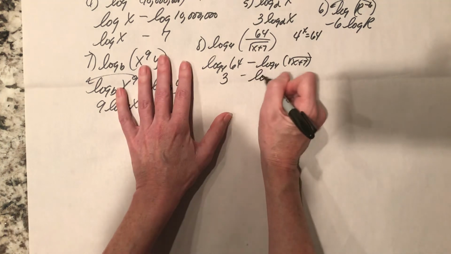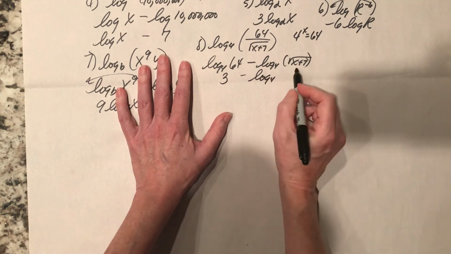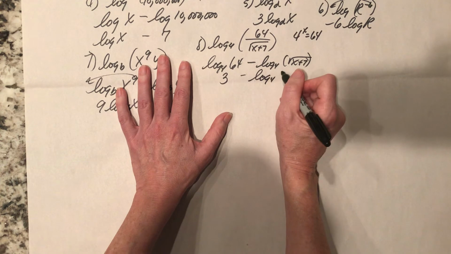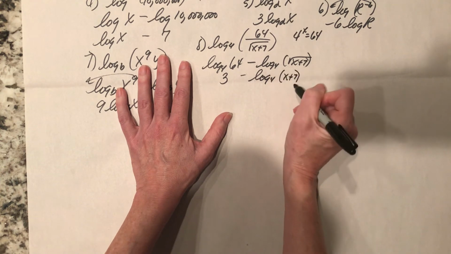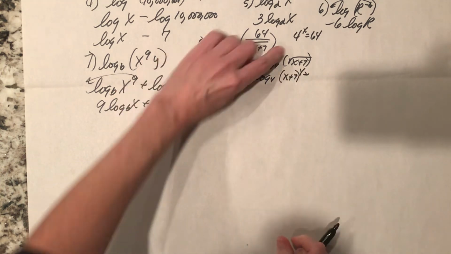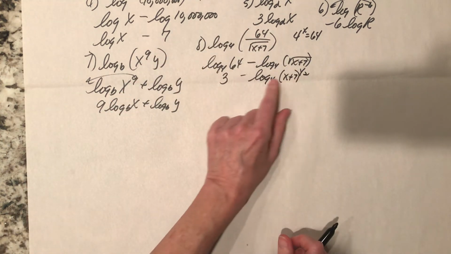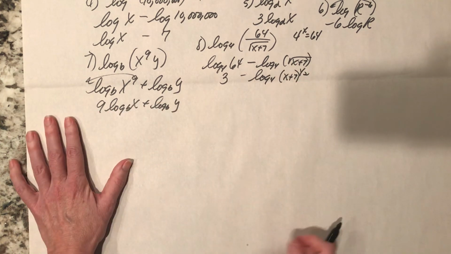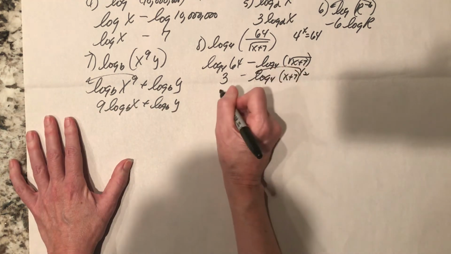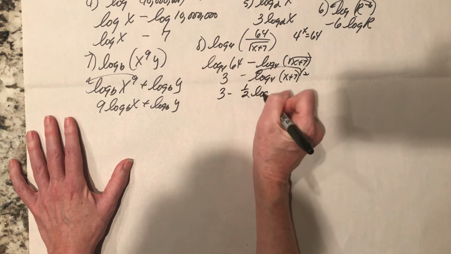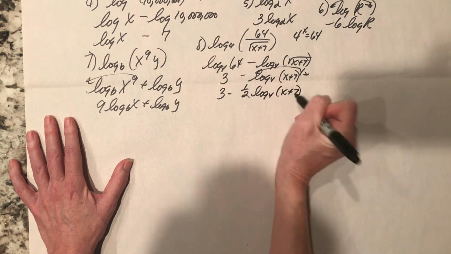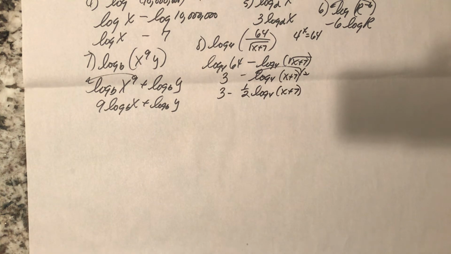Over here, let's see, we got log base 4. We need an exponent on this one, not a radical. So we're going to have x plus 7 raised to the 1/2. Remember, the index is the same thing as the denominator. And now that we rewrite that one with a power, we're going to sling that to the front. So 3 minus 1/2 log base 4 of x plus 7. And you're good there. You're just using a whole lot of different little skills to get each one of these little problems done. Okay, that looks good.